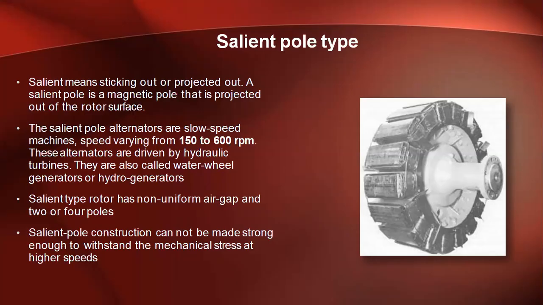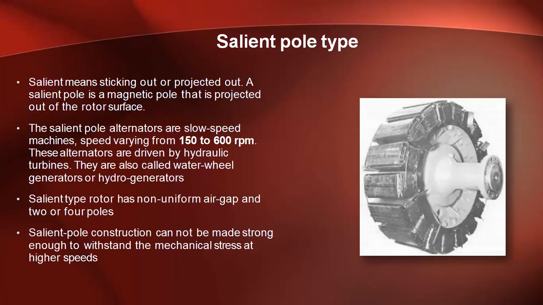Okay, you can know. And also here it is mentioned that the speed will be varying from 150 to 600 RPM. So these types of alternators are only used in low and medium speed applications. They are used in hydro power stations, diesel power stations, and are also called hydro alternators. The salient pole rotor type I have already shown you, and the salient pole rotor has a non-uniform air gap. Okay, you can see, and the construction is also strong enough.